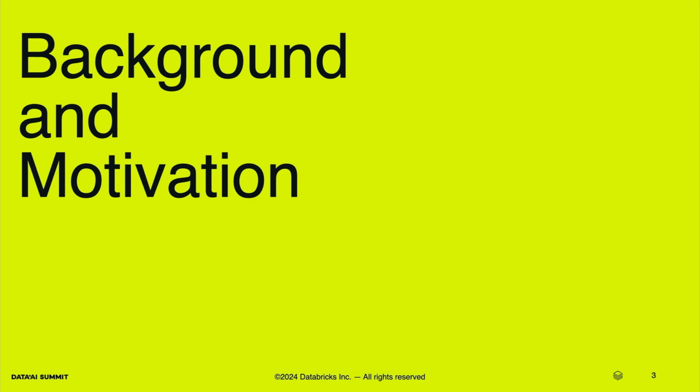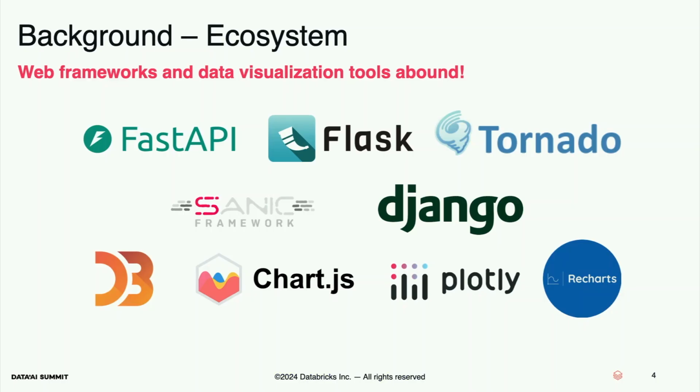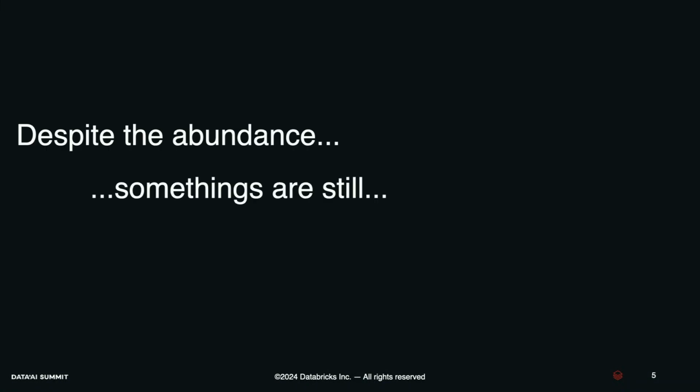So the background behind this is there are a lot of web frameworks and data visualization tools out there. These are just a few examples. Each one has different architecture, different trade-offs. Chances are some people in this room have probably used at least one of these. But despite the abundance of tools, some things can still be a little clunky. Not to speak ill of any library in particular, but even when you're using some of the more advanced tooling out there, you can accidentally end up with kind of a bad user experience at the end of the day.